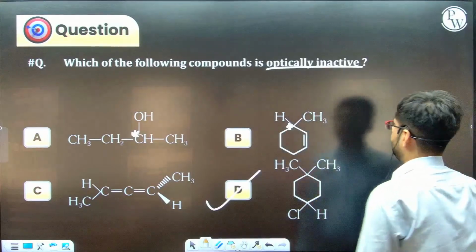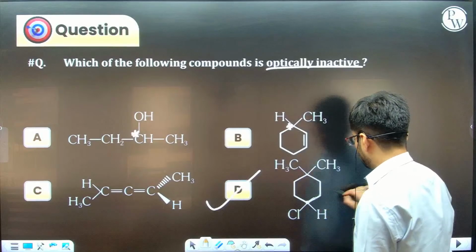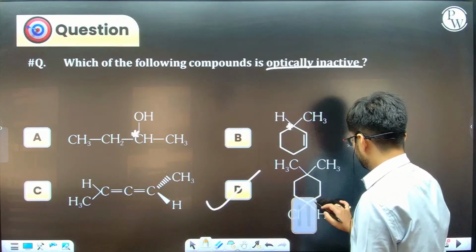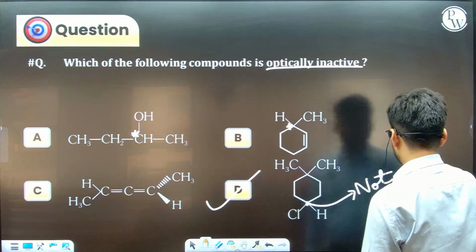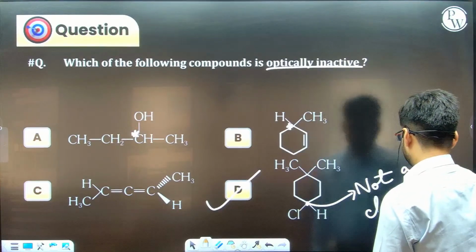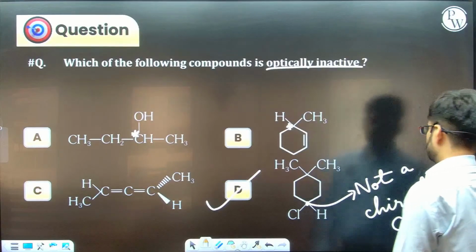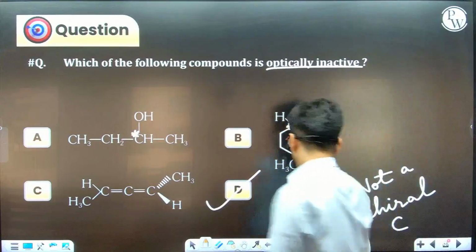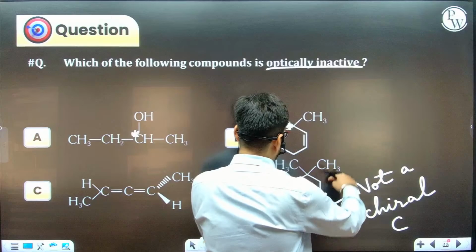So D is optically inactive. This is not a chiral carbon, so don't go wrong. This is not a chiral carbon. Sometimes people consider this to be chiral. This is not a chiral carbon. Why is this not a chiral carbon? Because these two groups are same.